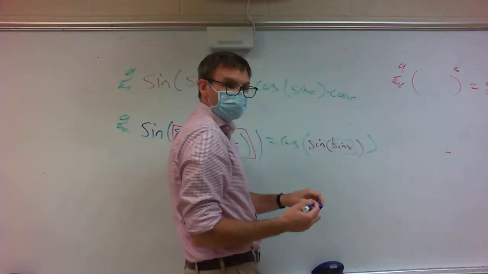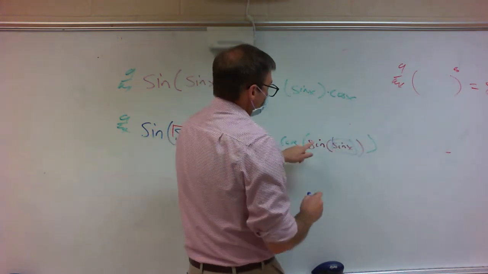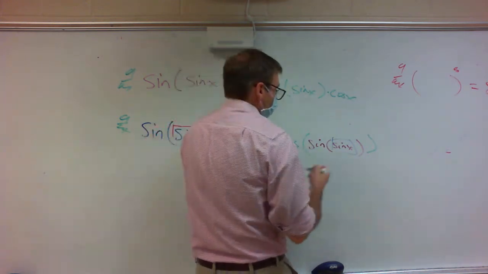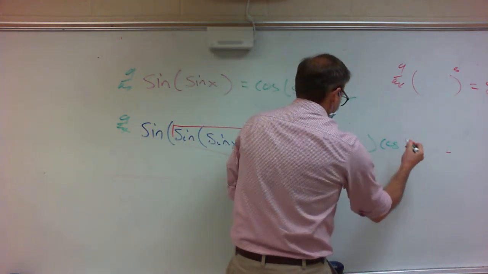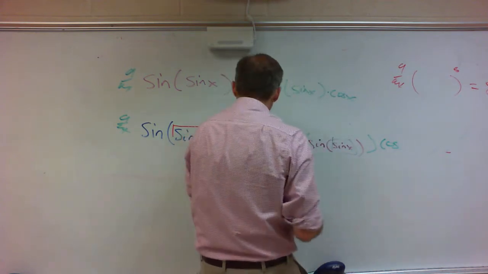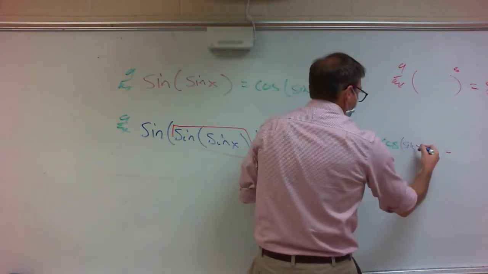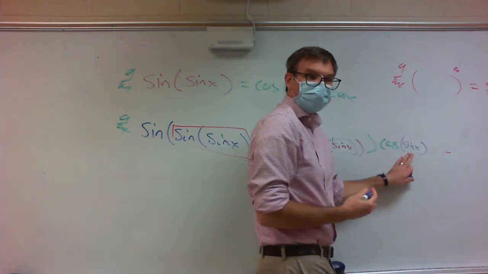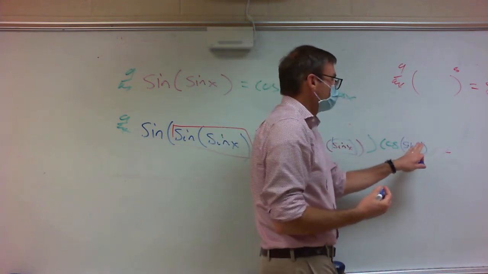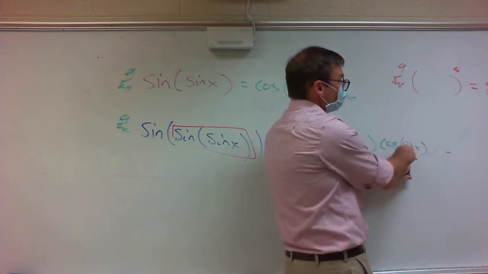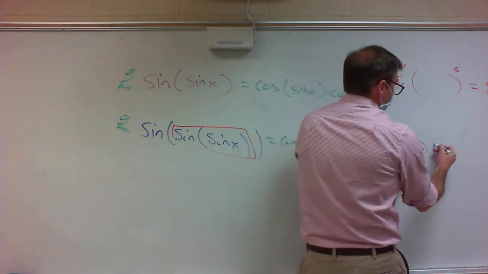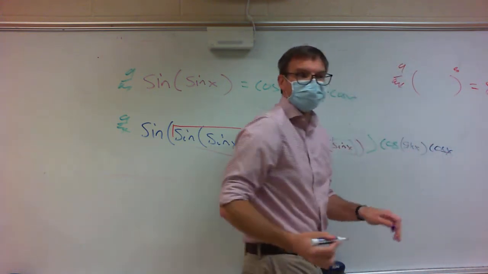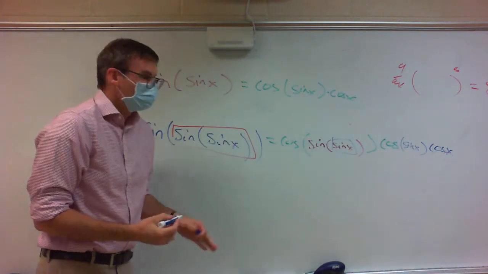There's my stuff. I know the derivative of sine of stuff is going to be cosine of stuff, right? But I said the word stuff, didn't I? And so now I have to take the derivative of the stuff. In this case, my stuff is sine x, and so that's going to give me cosine x. There's your answer.